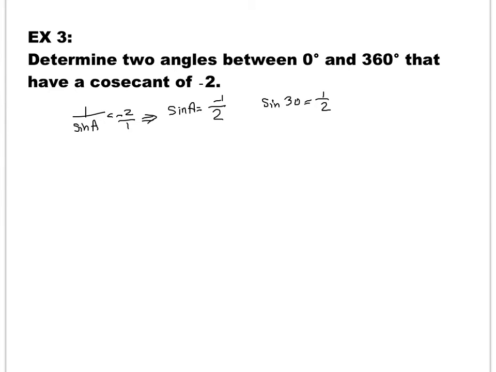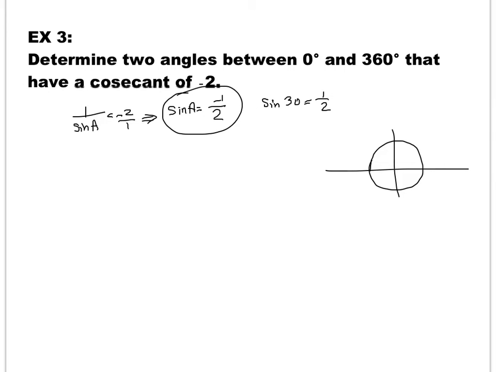Now, since sine here is negative, if you remember the unit circle, in quadrant 1, all the three trig ratios were positive. In quadrant 2, sine was positive, the other two were negative. And in quadrant 3 and 4, because y is negative, sine was negative.